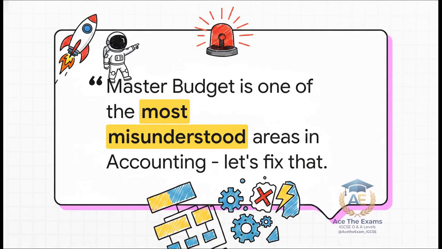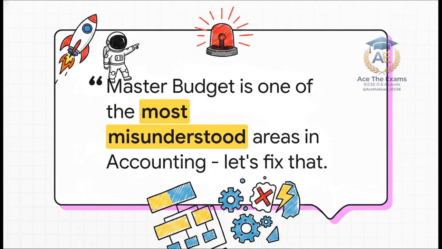Right out of the gate, we are receiving a critical system warning pulled directly from the principal examiner reports. The telemetry reads, master budget is one of the most misunderstood areas in accounting. Let's fix that right now. When the senior examiners flag a massive structural misunderstanding like this across the board, it is a red alert scenario. We absolutely cannot ignore it.